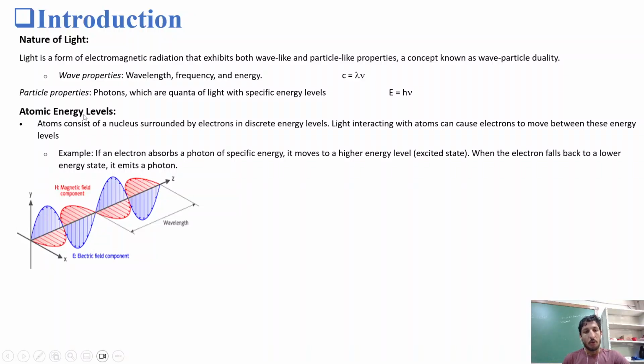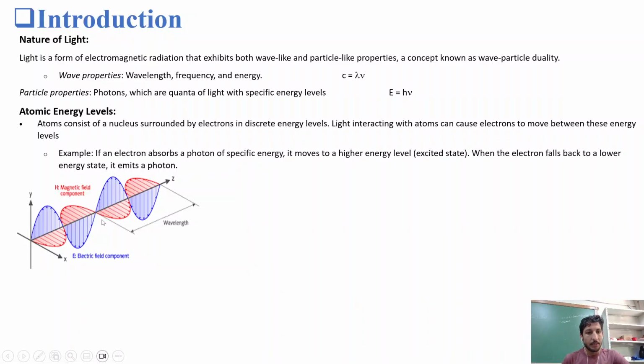The wave property is confirmed by the Young double slit experiment, and the particle property is confirmed by Einstein by following this equation: E is equal to hv, and the wave-particle relation is confirmed by c is equal to lambda v, where c is the speed of light, lambda is the wavelength, and v is the frequency.